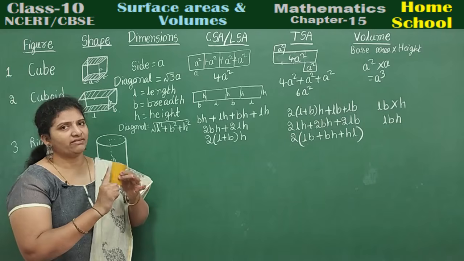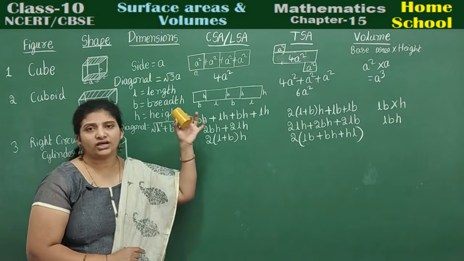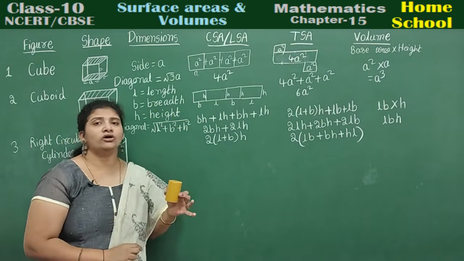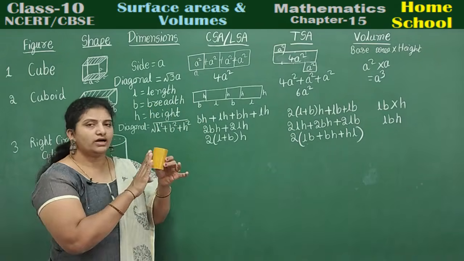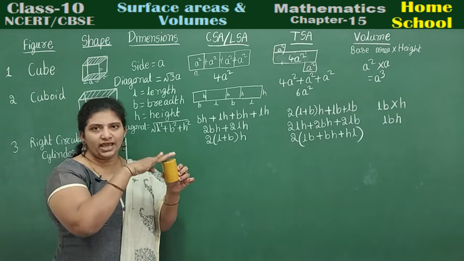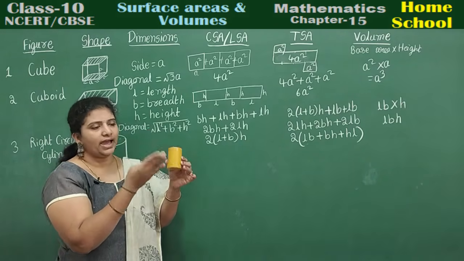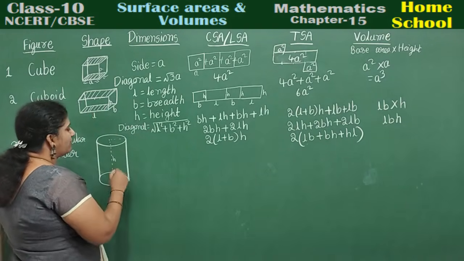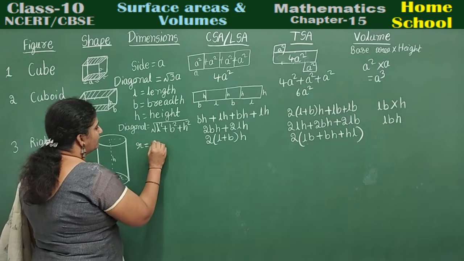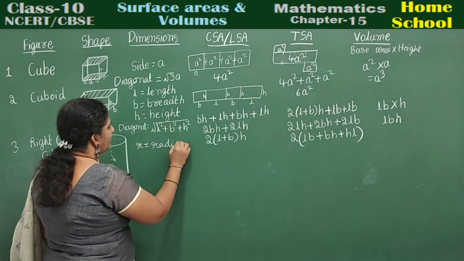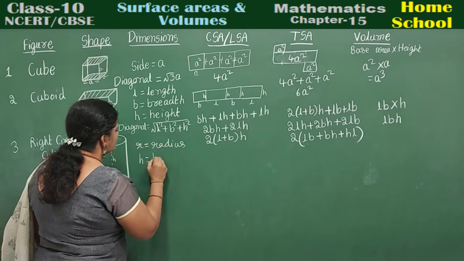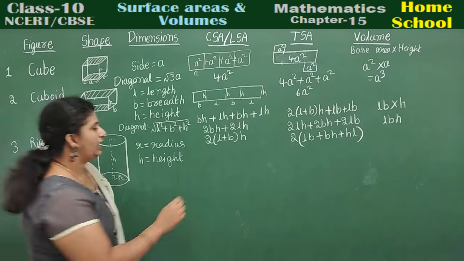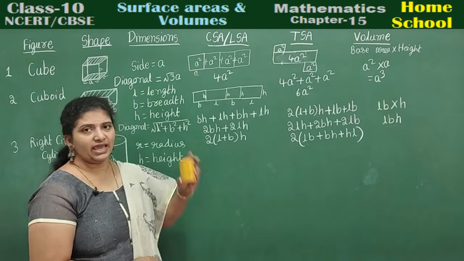It will have a curved face. When we talk about curved surface area, only this area we are going to calculate. When we talk about total surface area, it is curved surface area plus the area of the circle at the top and the area of the circle at the bottom. Let's see here. What are the dimensions we use? R indicates radius. H indicates height.